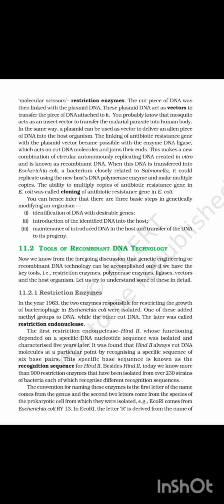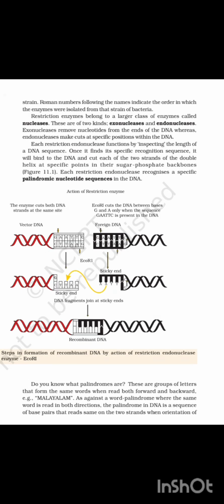The convention for naming these enzymes is that the first letter of the name comes from the genus and the second letter comes from the species of the prokaryotic cell from which they were isolated. Example: EcoRI comes from Escherichia coli RY13. In EcoRI, the letter R is derived from the name of the strain. The Roman number following the name indicates the order in which the enzymes were isolated from that strain of bacteria.